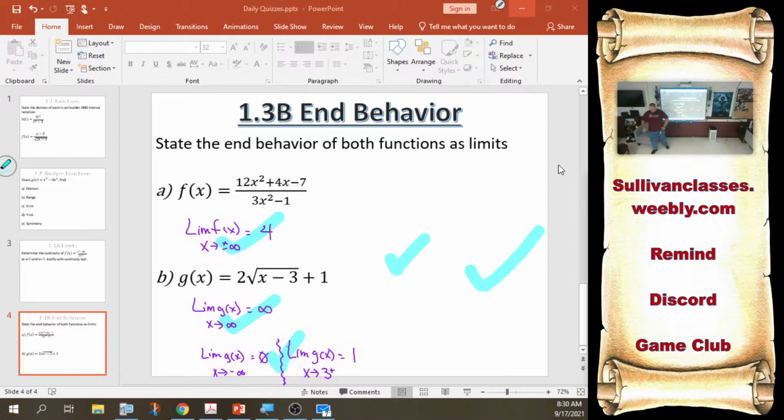I fat fingered a +3 instead of a -3. The little goof. I wrote this, but I didn't say 3 from the right. I didn't have the little plus on there. So the one floater for the little thing. Okay?